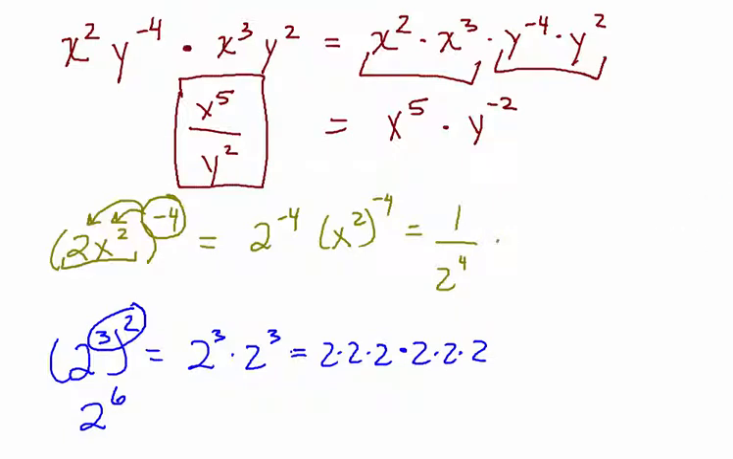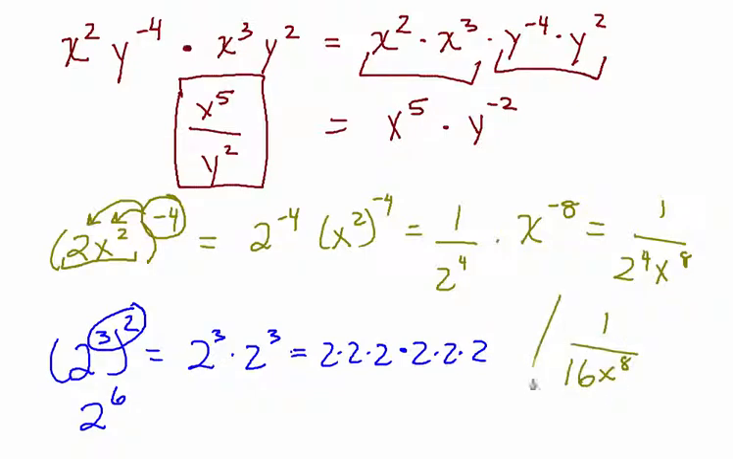So in this case of x squared to the negative 4, we're going to get x to the 2 times negative 4, which is negative 8. And we'll rewrite that as x to the 8 in the denominator. 2 to the 4th is 16, so we have 1 over 16 x to the 8th as our final answer for that problem. Our final example today says 4r to the negative 3 times 2r squared.